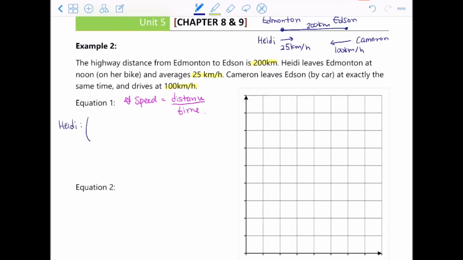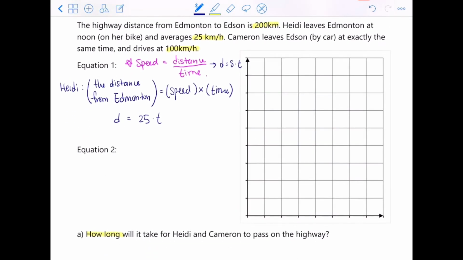Okay, all right, so here for Heidi, we know that the distance from Edmonton must equal her speed times time. Because if we reorganize this formula, distance equals speed times time. So all we're doing is rewriting in words, and this we can denote as D equals speed for Heidi, which was 25 kilometers per hour, times time T. So distance equals 25 kilometers per hour times time. So we're done with equation 1. Let's take a look at equation 2.